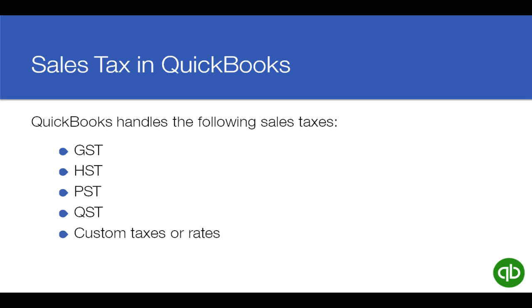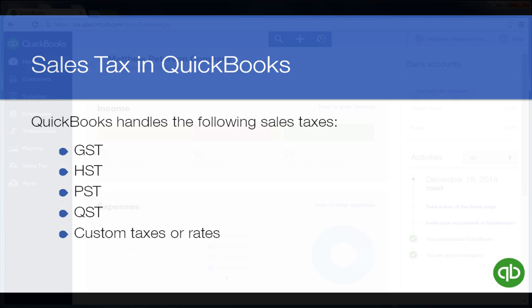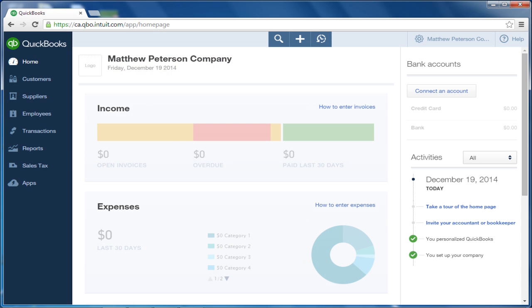Let's start by understanding what QuickBooks does when you set up sales tax for the first time. When you or your client set up the QuickBooks company file for the first time, you must enter the location of the business. QuickBooks uses this information when setting up sales tax. It looks at the province in the company settings to determine the default sales tax rates.